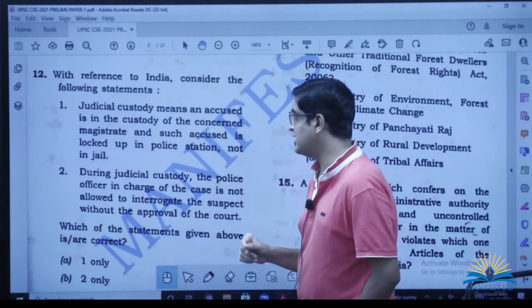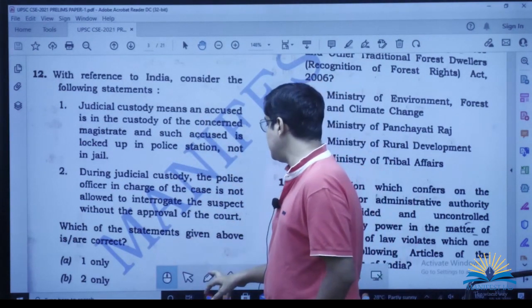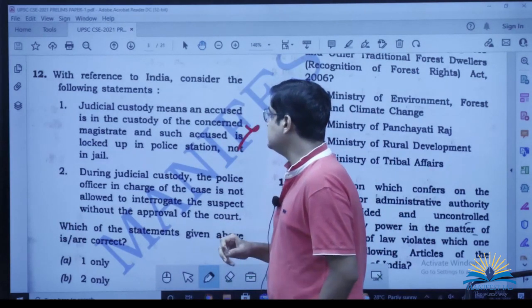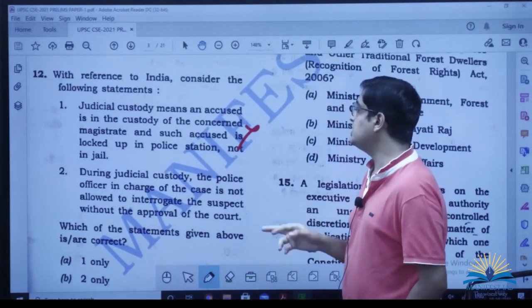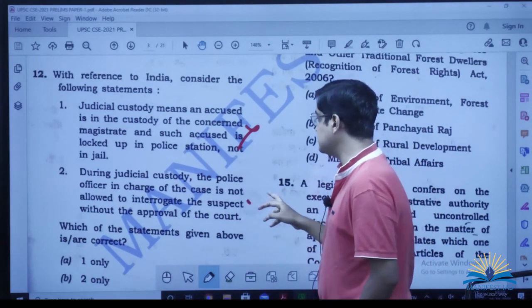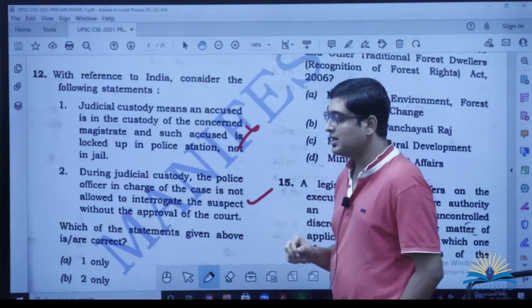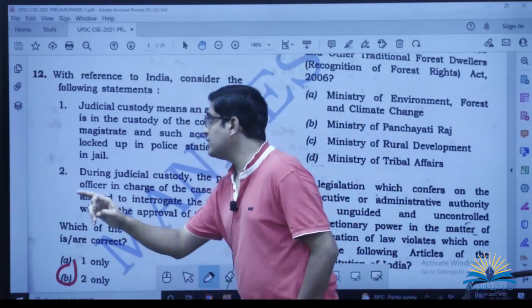So this is an incorrect statement. So the first statement is incorrect. During judicial custody, the police officer in charge of the case is not allowed to interrogate the suspect without the approval of the court. This is correct. So 2 only is correct. Answer is B in this.